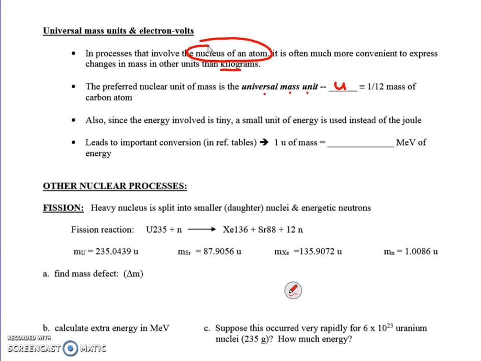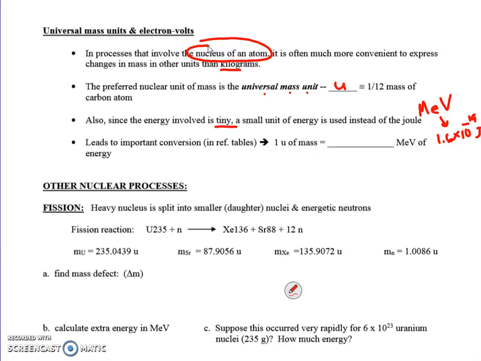Also, since energy is involved and it's really tiny, we need a small unit of energy, and we're going to introduce what's called the MeV. The capital M stands for mega, millions of electron volts. An electron volt is a really small number. It's like 1.6 times 10 to the negative 19th joules. So it's a really tiny amount of energy, but we don't need to know about that.